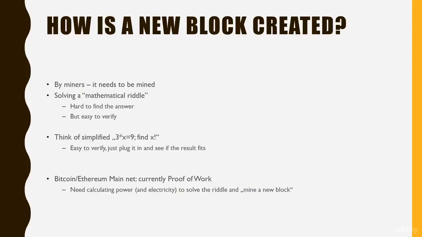Let's think of a simplified example. Something like 3 times x is 9. And we have to find the x. Of course, it's easy in this example because x is 3, but it's also easy to verify. We just have to plug in our answer and see if the result fits. Our Bitcoin and Ethereum main networks are running currently on a proof of work that needs a lot of calculating power and electricity to solve the riddle and mine a new block.